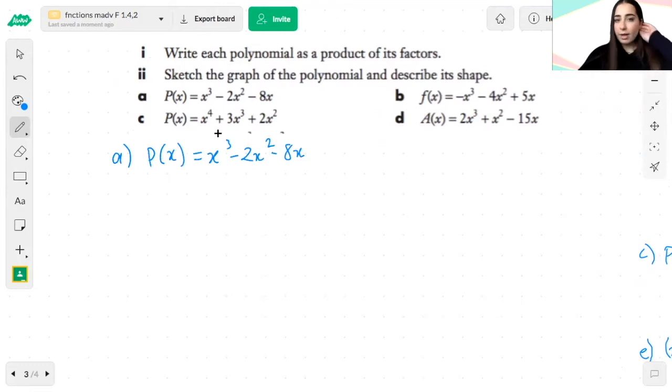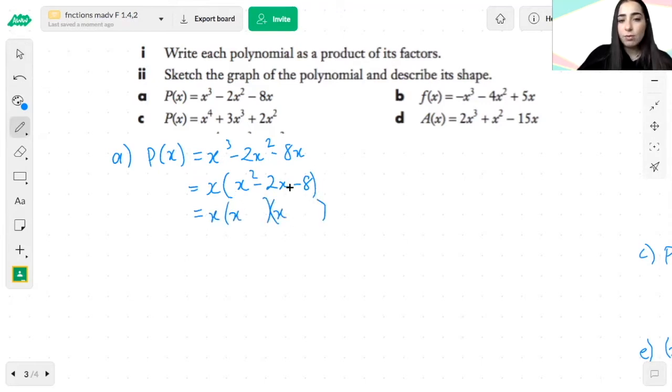So first we need to write each polynomial as a product of its factors. So the first thing we're going to do is factorize the x. So that leaves us with x squared minus 2x minus 8. And then we're going to factorize this trinomial over here. So x, and then 2 factors of negative 8 are 4 and 2. So it's negative 4 and positive 2.